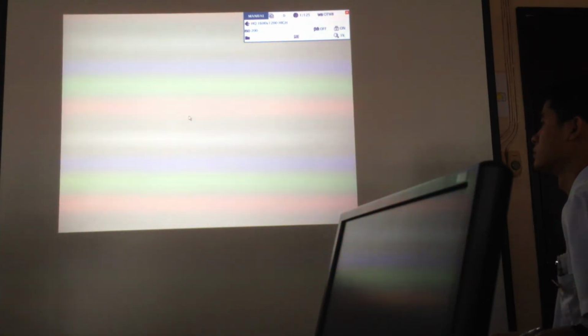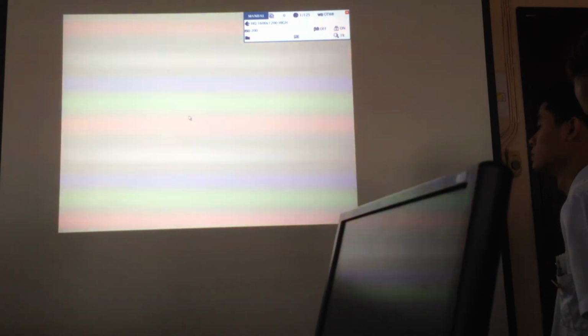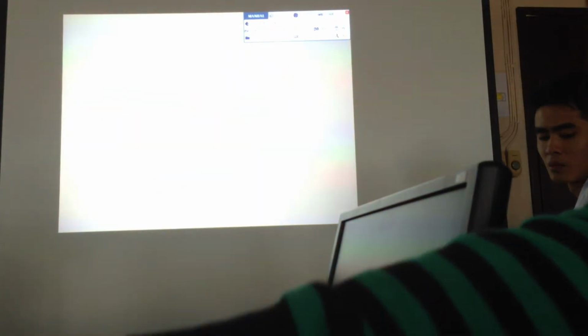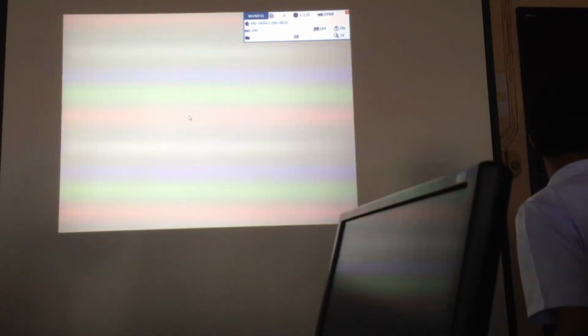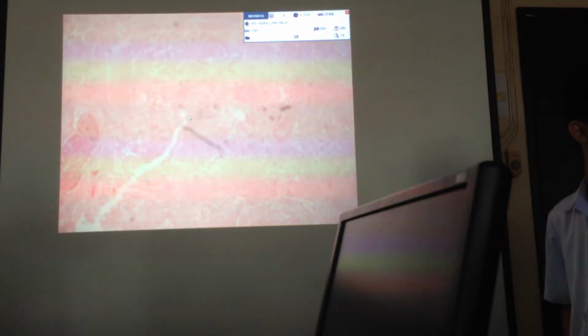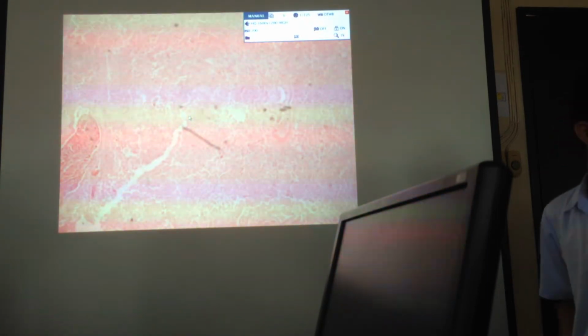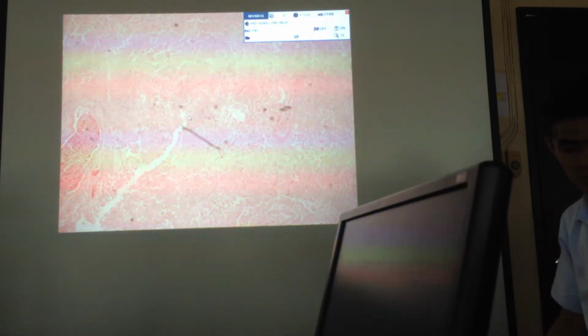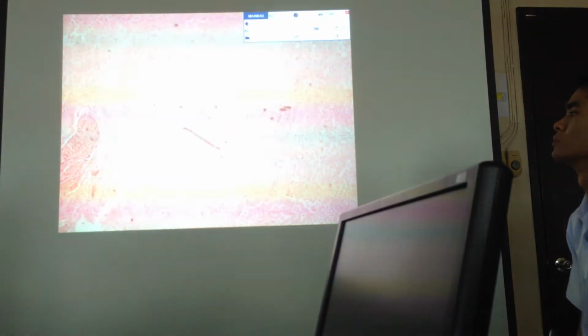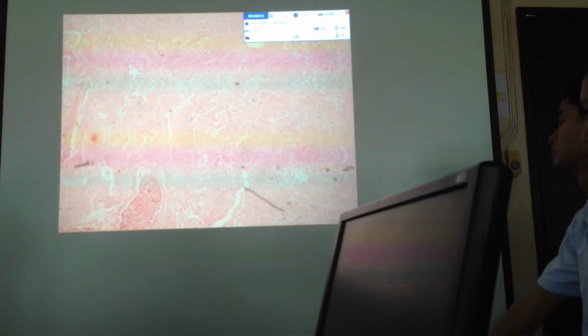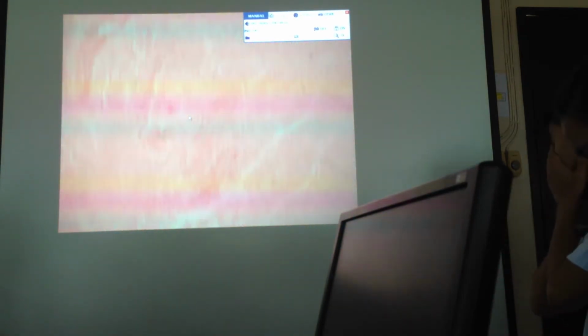Next. Choriocarcinoma. So, choriocarcinoma would fall under the gestational trophoblastic disease.